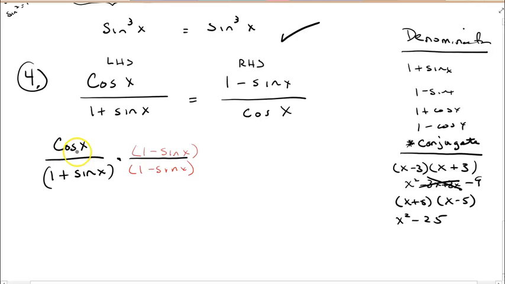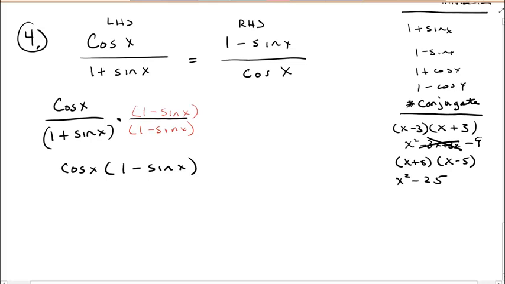So I can multiply this out, but I'm going to say sometimes let's not distribute yet. You'll see in a second. Let's just leave it as cosine x times 1 minus sine x.